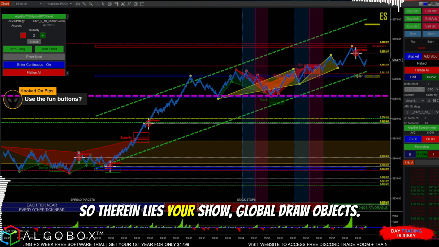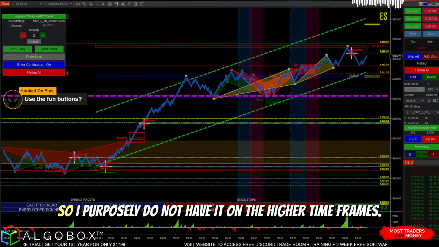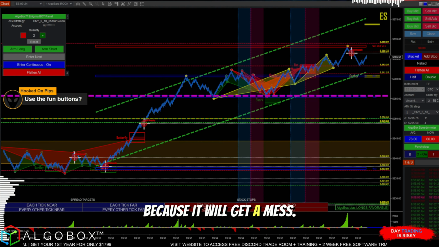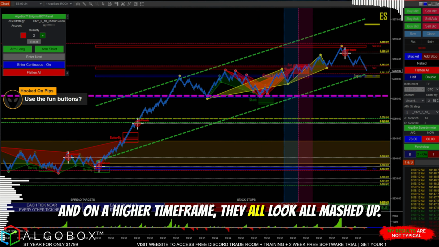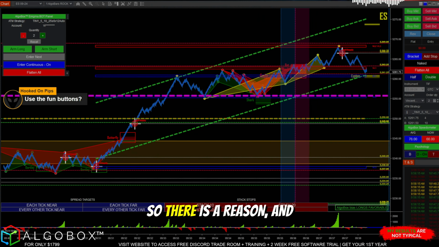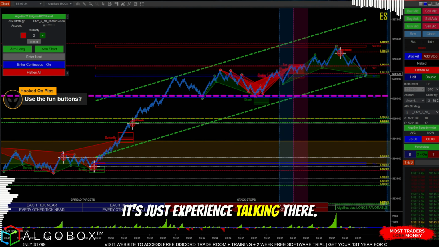So therein lies your show global draw objects. So I purposely do not have it on the higher time frames because it will get a mess, because oftentimes I want to have multiples of these on higher time frames, and on a higher time frame they all look all mashed up. Okay, so there's a reason, and it's just experience talking there.